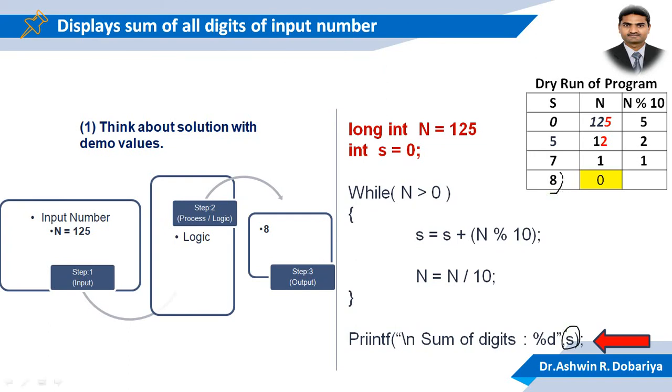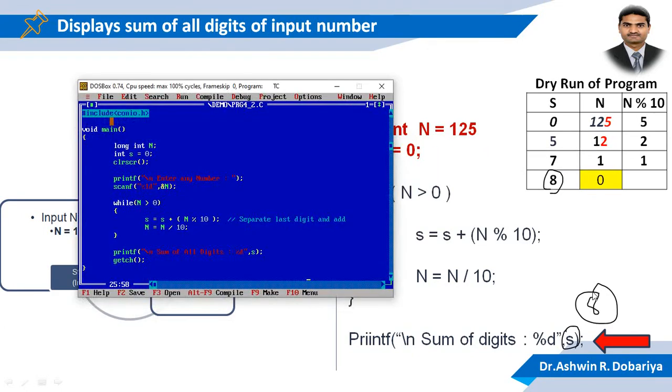Then what is the value of s? 8. So 8 is the answer overall. So this is the way of the execution. And I hope friends you understood this logic. Now let's execute the same program in Turbo C.